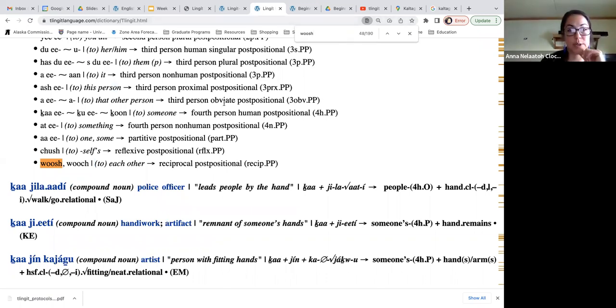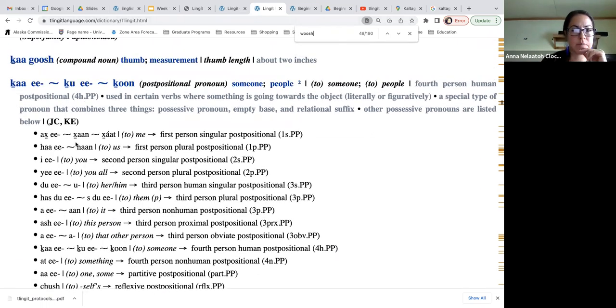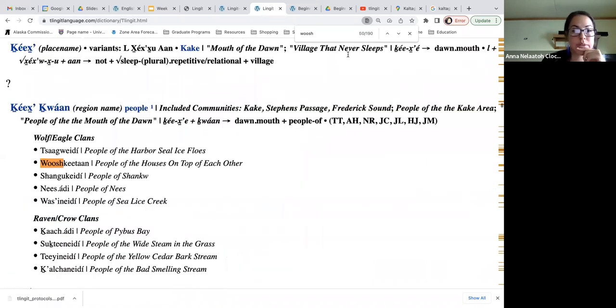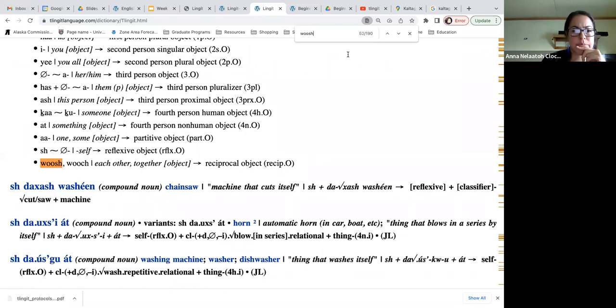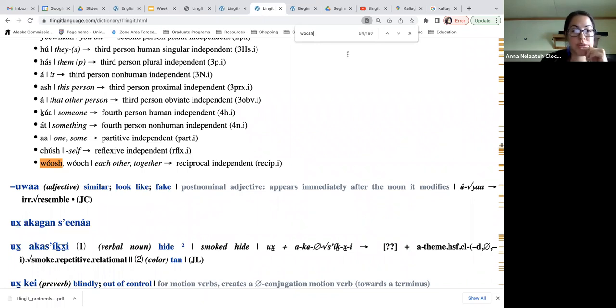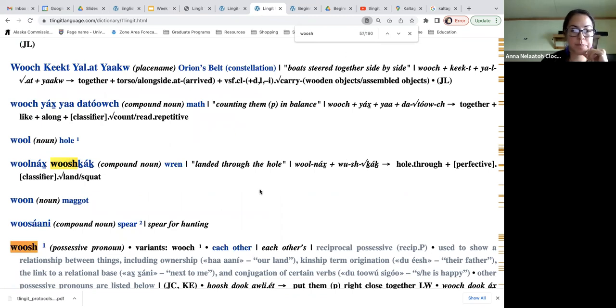Okay, it can also be used as a postpositional. So it appears here as ka'i. Let's see what else we get. Independent pronoun. I'm gonna see if I can go to the entry for whoosh. Independent pronoun. Here it is.